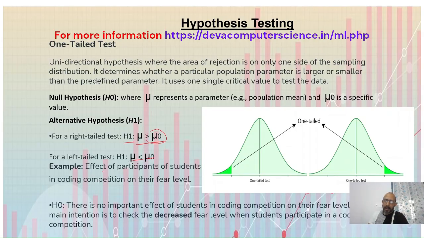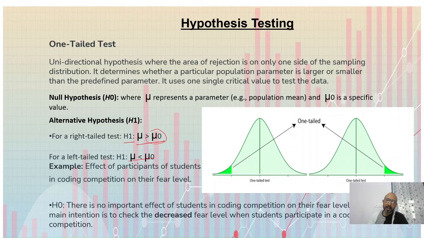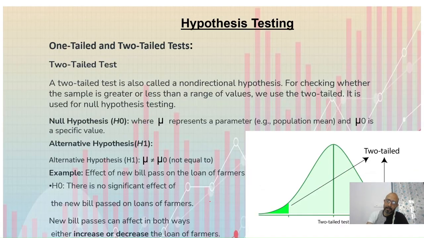Example: effect of participation of students in a coding competition on their fear level. H0, the null hypothesis: there is no important effect of students in a coding competition on their fear level. The main intention is to check whether the fear level decreases when students participate in a coding competition. The fear level is less than or greater than, that is our one tail test.